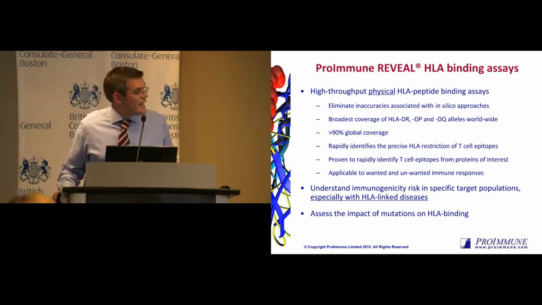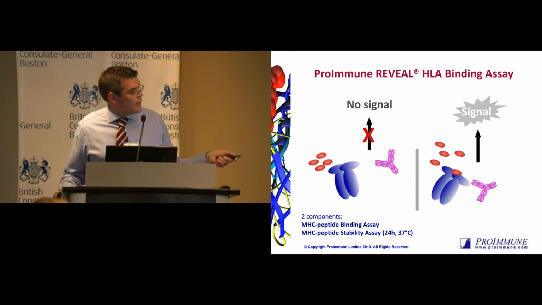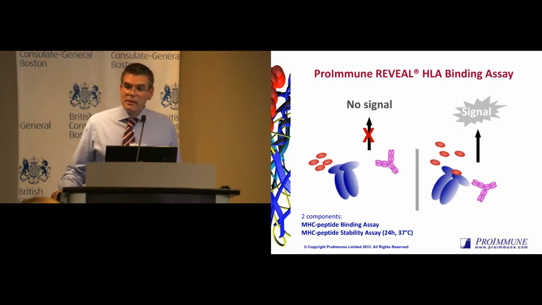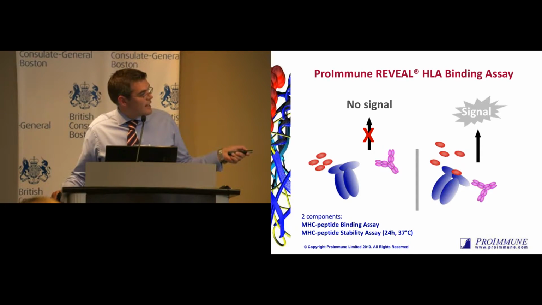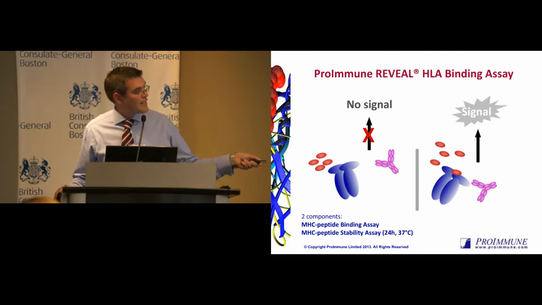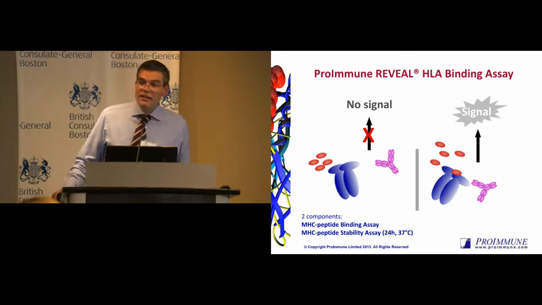The principle of the assay is really, it's an immune assay which involves a conformational antibody that binds to MHC peptide complexes. So we screen individual peptides, typically overlapping, but again they can be specific peptides that have been identified in other assays. The peptide then binds to the recombinant MHC class II molecule, and that binding event causes a conformational change, and then we have an antibody which binds to that whole complex, and that's measured quantitatively in an immunoassay. Now there are two components to the binding assay.